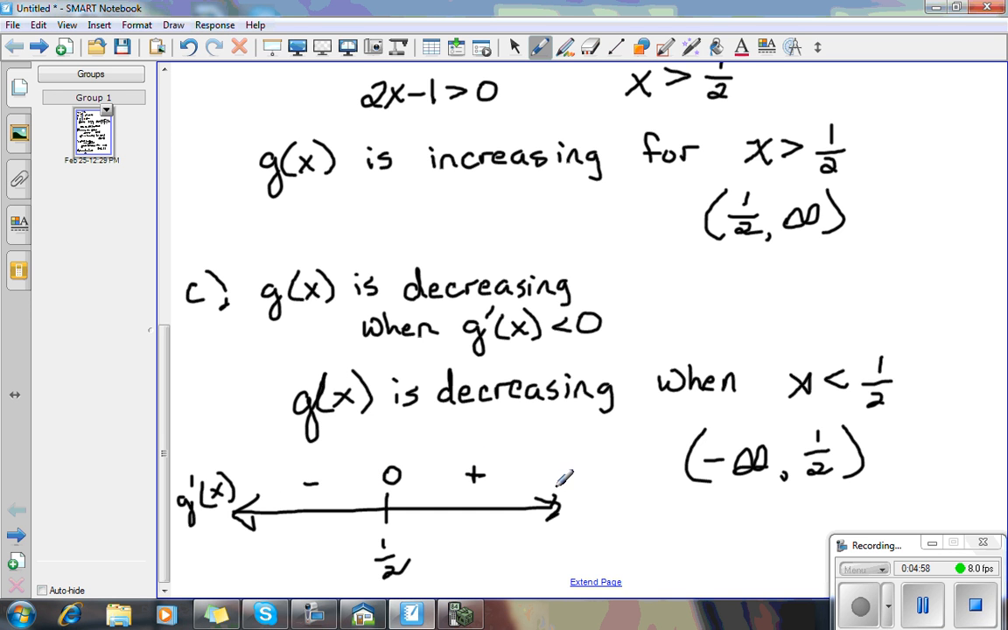So this is called a sign chart, and it just kind of helps you organize your work so you can see, okay, the derivative's positive here. That means my function is increasing. The derivative is negative here. That means my function is decreasing.